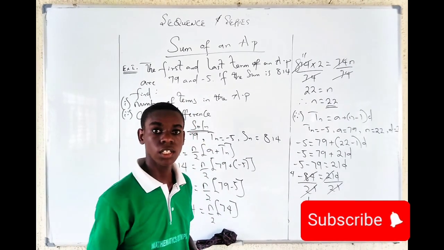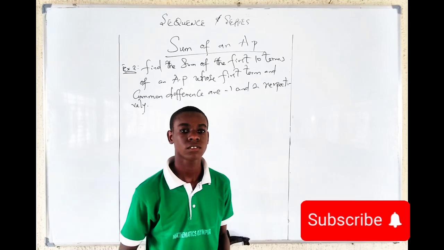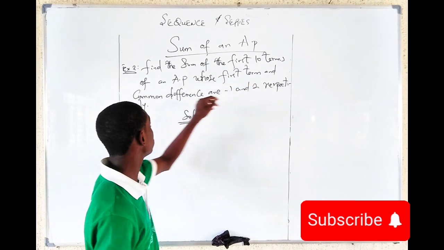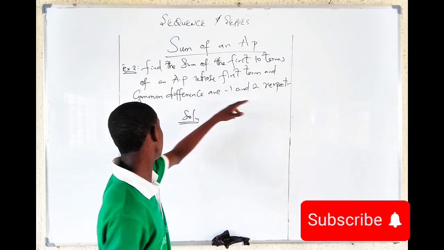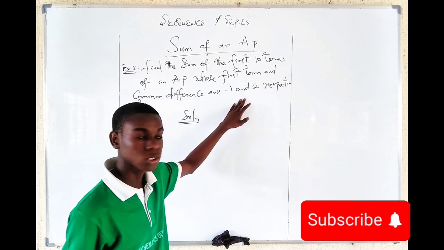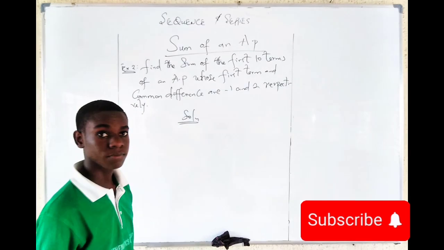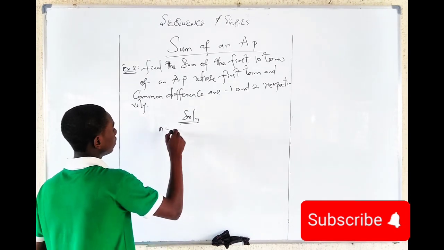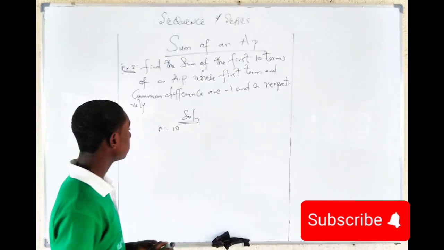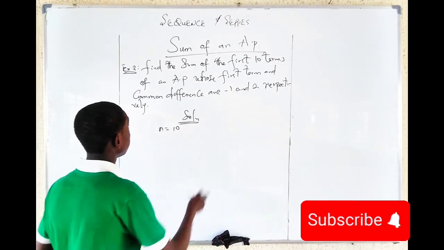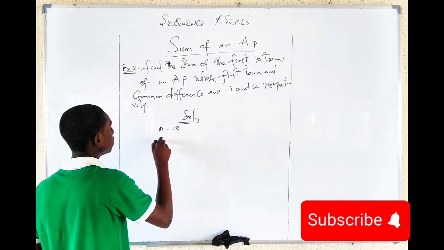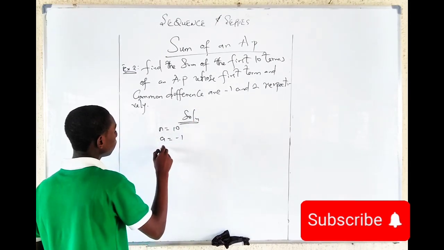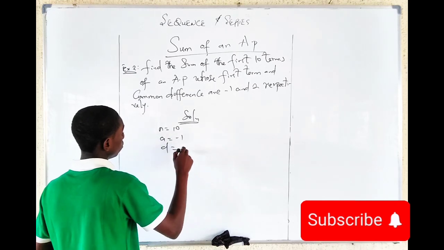Now let's take the second example. Find the sum of the first 10 terms of an AP whose first term and common difference are minus 1 and 2 respectively. So to solve this, we bring out all the data. N is 10 because we are talking about 10 terms. So the number of terms will be equal to 10. The first term, which is A, will be equal to minus 1. Then the common difference, which is D, will be equal to 2.